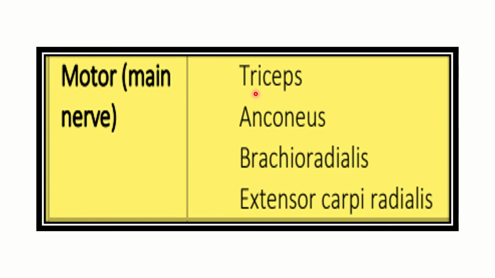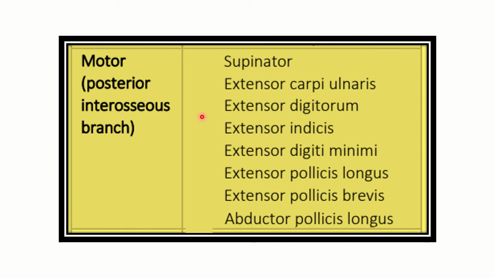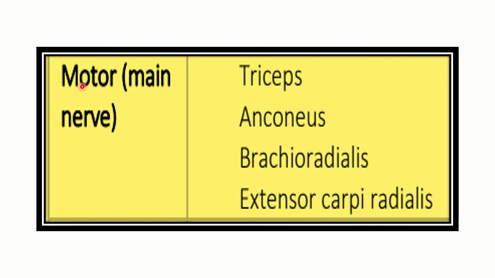radial nerve. It supplies the triceps, anconeus, brachioradialis, extensor carpi radialis. So triceps, anconeus, brachioradialis and extensor carpi radialis. Then in the second one we can see the other motor branch. Actually this posterior interosseous nerve is a branch of the radial nerve, and the motor branch is the main nerve.